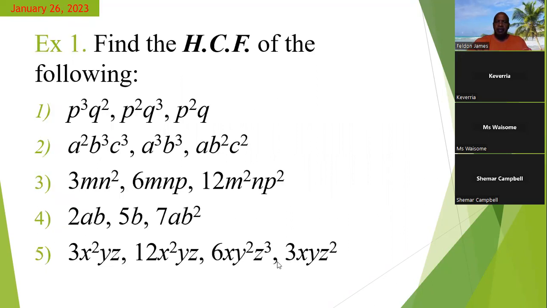All right, here you go now. You have a little exercise here. I'll give you about 5 minutes to complete these. So just find the HCF of these for me. As soon as you're finished with all 5, you just raise your hand to indicate to me. All right, guys.